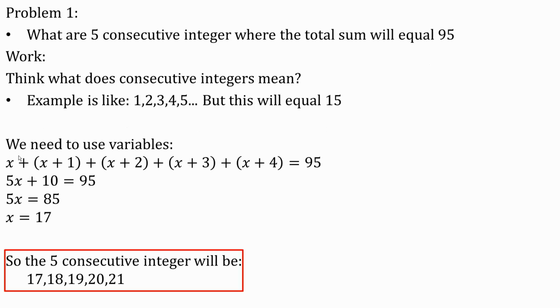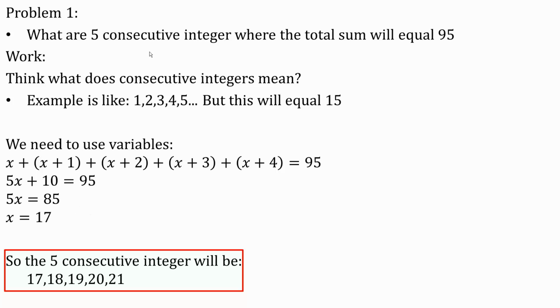And so I can say the first integer will be x, the second will be x plus 1, third will be x plus 2, fourth will be x plus 3, and the fifth will be x plus 4, and the total will equal 95. And so we would have 5x plus 1 plus 2 is 3, 3 plus 3 is 6, 6 plus 4 is 10. So 5x plus 10 is equal to 95. And so we have 5x is equal to 85. And so x is 17.